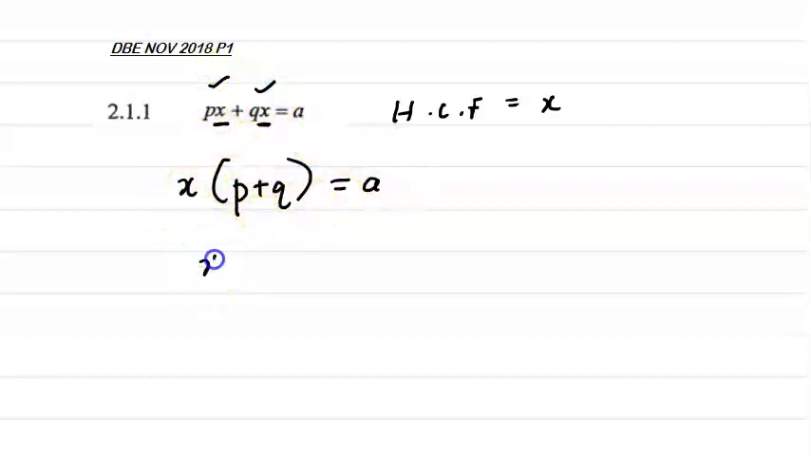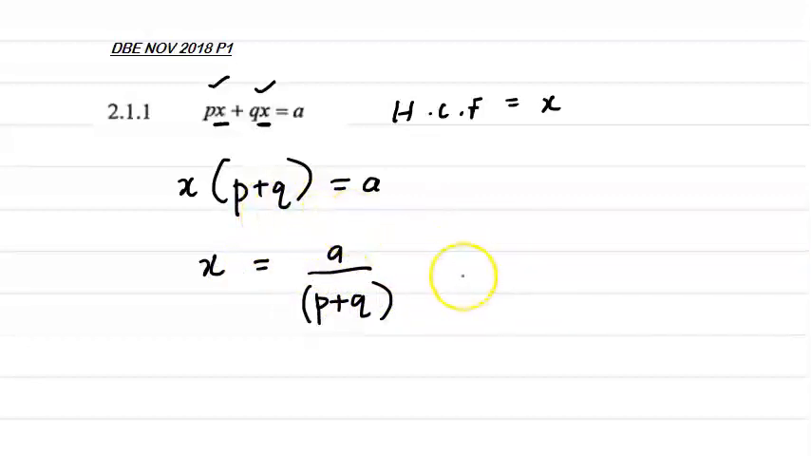So now just make x the subject of your equation. Therefore it will be a all over p plus q. We're just dividing both sides by p plus q. And there you go. All right, this is very important when you are looking at subjects like physical science, where you need to make a particular variable the subject of your equation.